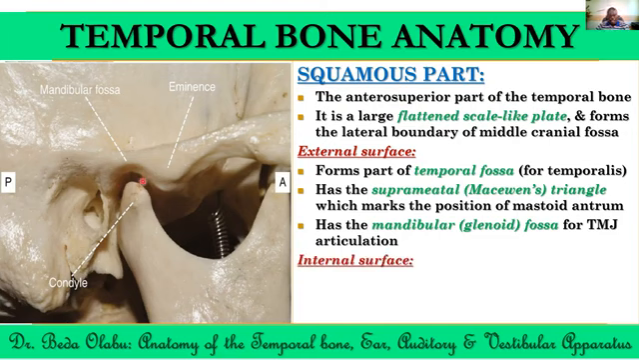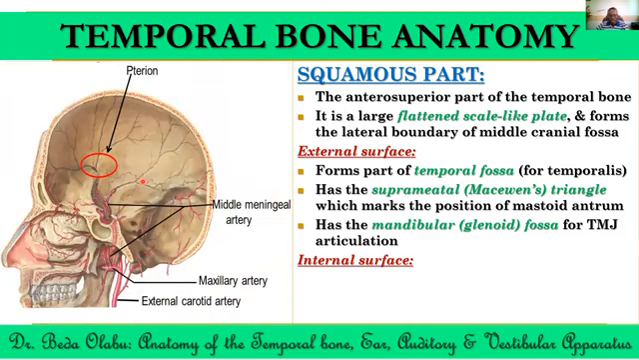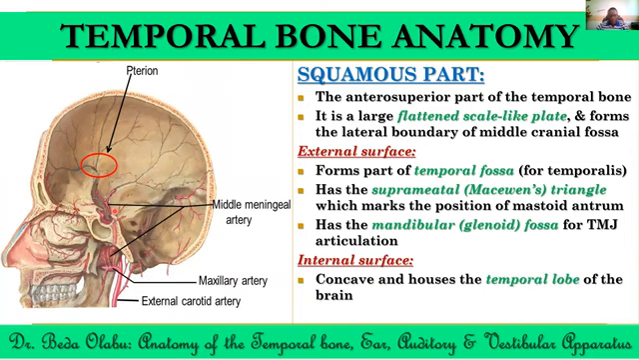Now that was from the external. How about from inside? From inside, what we see is that it is deeply concave and houses the temporal lobe of the brain. So the temporal lobe of the brain usually rests here. Important to note is that the inside is grooved by the middle meningeal artery. This is the middle meningeal artery that grooves the inside of the squamous part. The middle meningeal artery is a branch of the maxillary artery that goes intracranially to supply the meninges within the brain, and in particular enters through the middle cranial fossa. And perhaps that qualifies why it's called the way it's called.